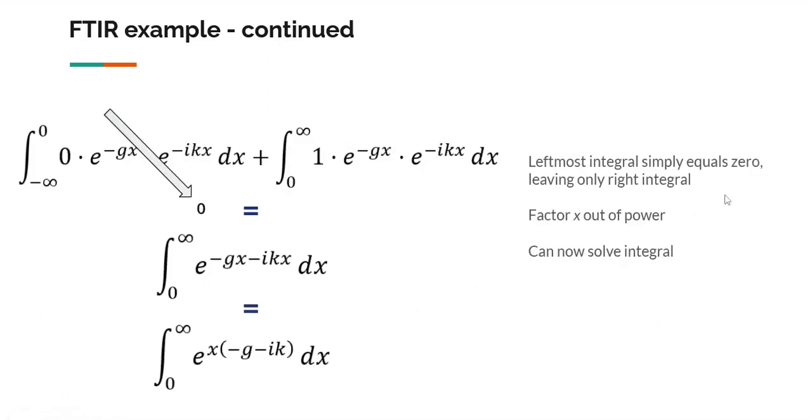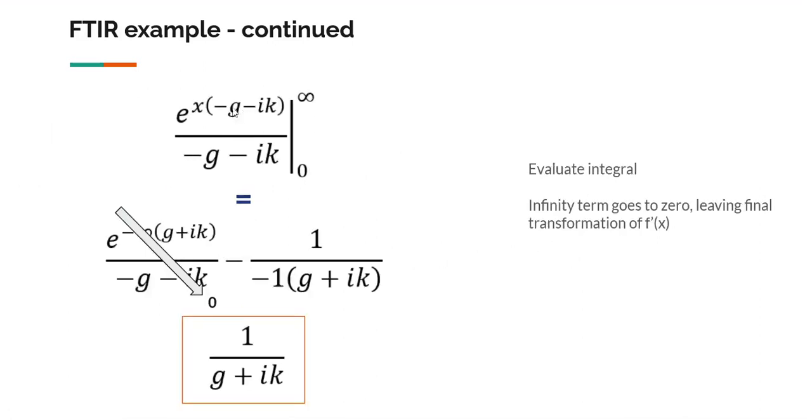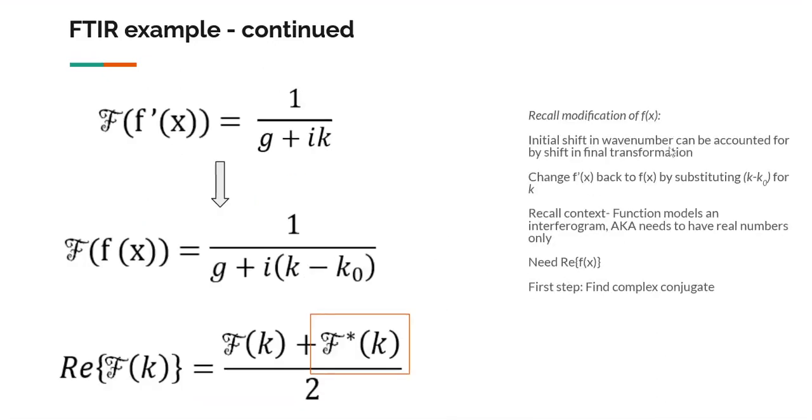Conveniently, the leftmost integral simply equals 0, leaving only the rightmost integral to work with. By factoring x out of the exponent, we can get something that integrates as follows. Nicely, this infinity term goes to 0, and it just leaves behind our final Fourier transformation of f prime, 1 over g plus ik. Recall our modification of f of x, though, that the initial shift in wave number can be accounted for by including that shift in our final transformation.